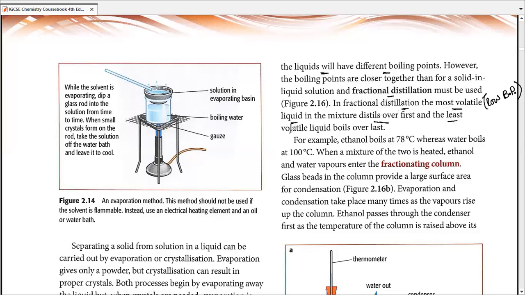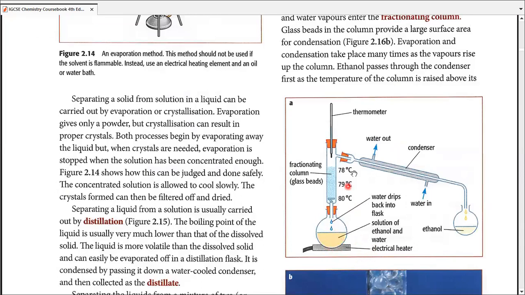And the least volatile, and when I use the word least volatile, I mean the one having the highest or high boiling point, boils over last. It's pretty easy. Let's take an example. Ethanol boils at 78 degrees centigrade, water boils at 100. Let's suppose we have the mixture of the two. When we're going to heat this, take a look. Now, this is a solution of ethanol and water.